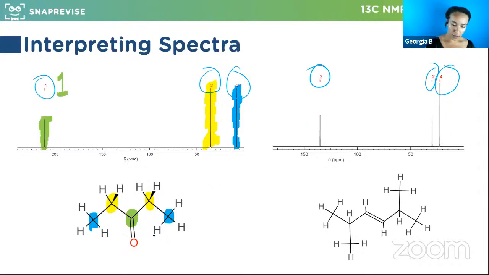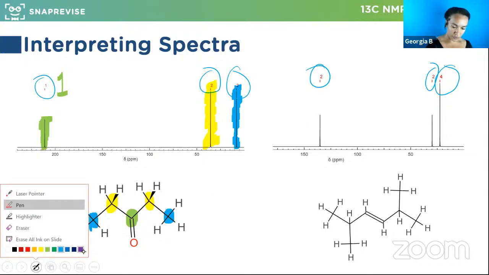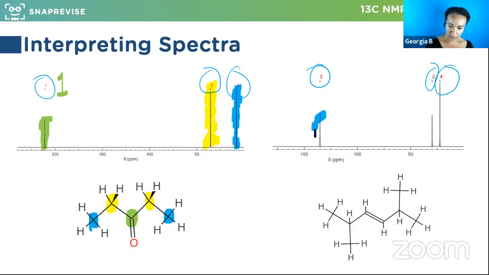So the most shifted peak belongs to these 2. The double bond is an electron dense area. The double bond is, but the carbons themselves are quite electron deficient. So the bond itself is electron dense, but the carbons are electron deficient. I hope that makes sense.